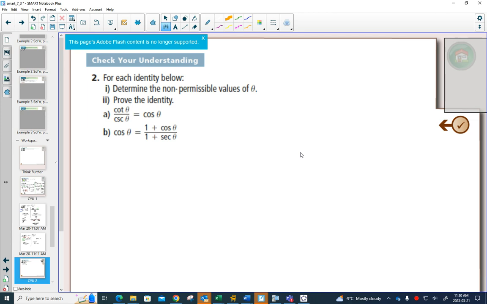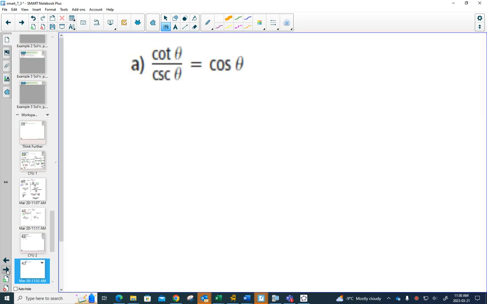Well, these ones have no square roots. So the only thing we're going to have to worry about is dividing by 0. And it's going to be easier once we see the proof. So we'll start with part A. For a proof, we rewrite the question, we draw the line, and we look at the question to see if there's any strategies we'd like to use.